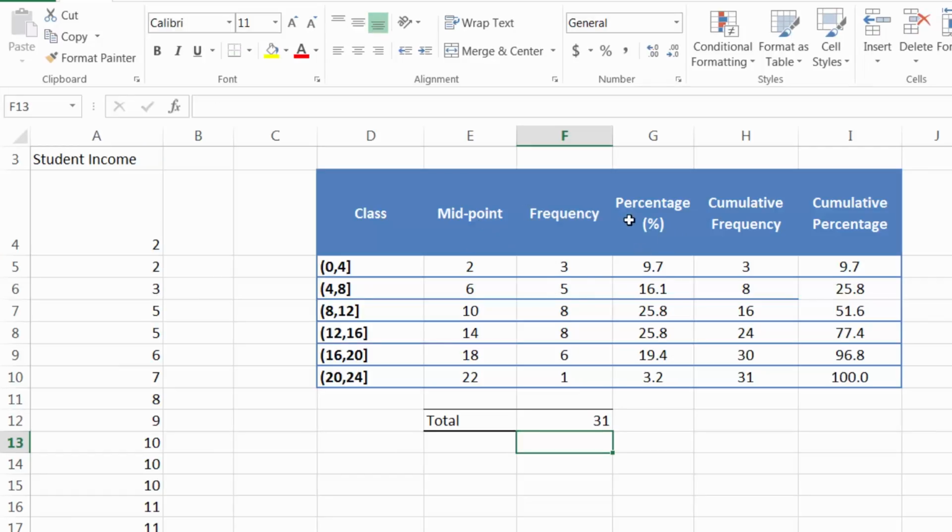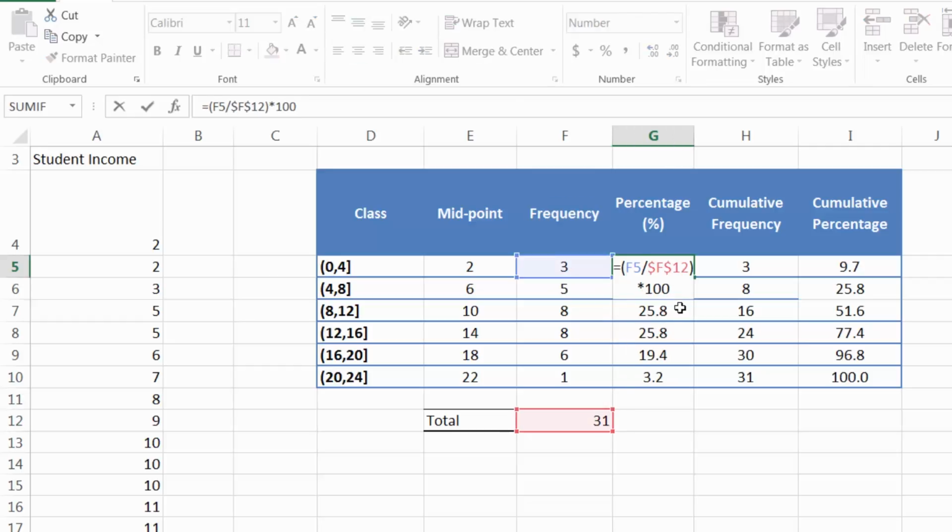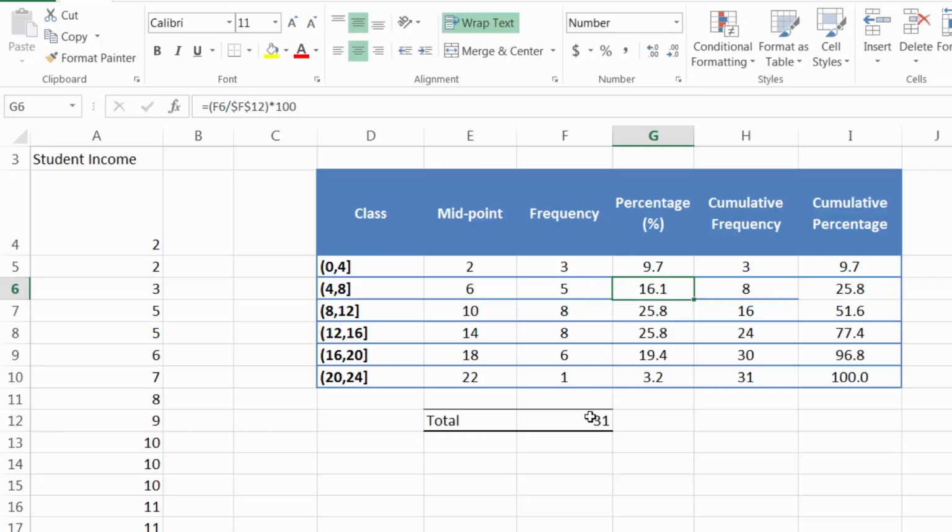Now with these other columns, I'll just talk about them briefly. The midpoint is basically the middle point of each bin. So the middle number between 0 and 4 is 2, and the middle number between 4 and 8 is 6. The percentage represents the relative frequency. So for example, 3 out of the total 31 represents 9.7%, or 5 out of the total 31 represents 16.1%.